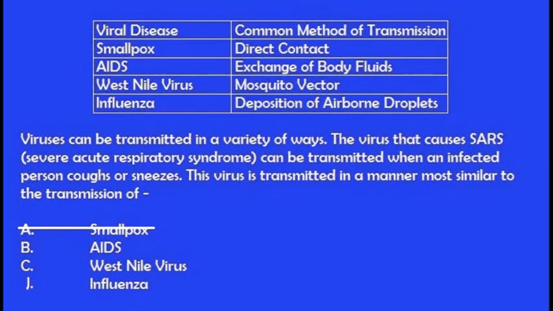F, smallpox is incorrect because smallpox is spread by direct contact and coughing and sneezing is indirect. G, AIDS is incorrect because body fluids must be exchanged. When you sneeze or cough, body fluids aren't exchanged. H, West Nile virus is incorrect because it is spread by mosquitoes and mosquitoes don't cough or sneeze.